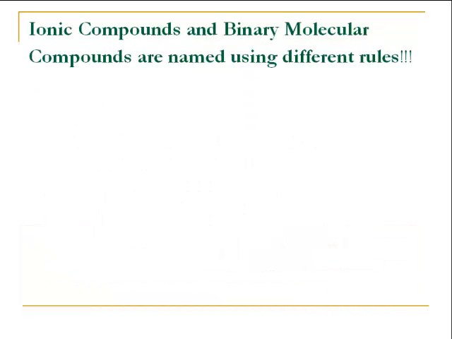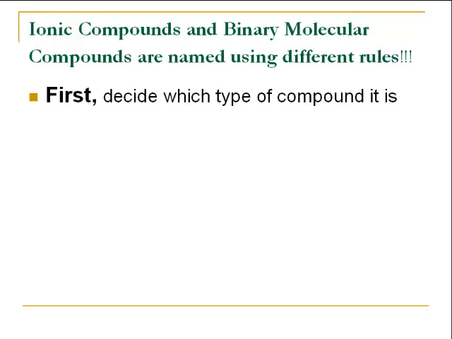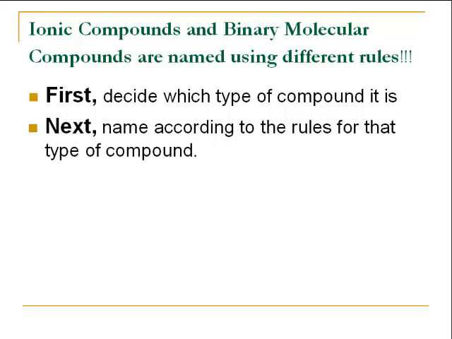So ionic compounds and binary molecular compounds are named using different rules. That means it's important to pause, take a look at a compound, and first decide which type of compound it is. Next, name the compound according to the rules for that specific type of compound. So let's give that a try. Here's a compound.